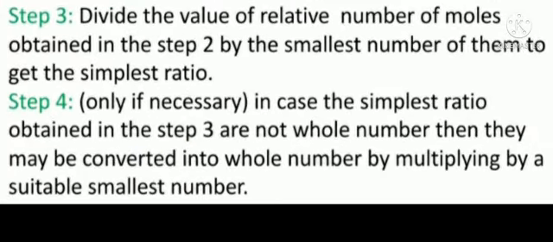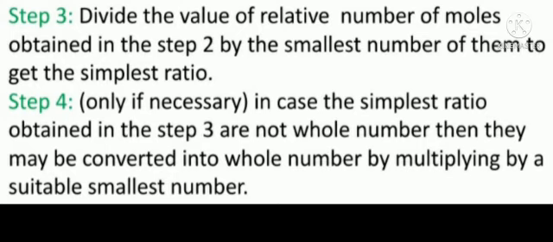Step 3. Divide the value of relative number of moles obtained in step 2 by the smallest number of them to get the simplest ratio. In order to get the simplest ratio, we have to divide the value of relative number of moles obtained in step 2 by the smallest number of them. In step 2, we get the values of relative number of moles, in which we have to find the smallest number and divide the relative number of moles obtained in step 2 by it.